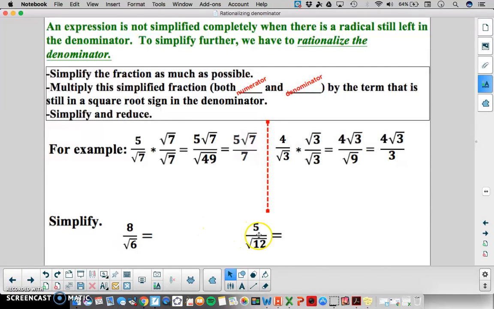I have 2 examples down here I'd like you guys to try. I want you to rationalize each of these denominators.